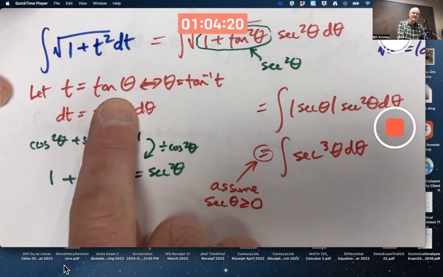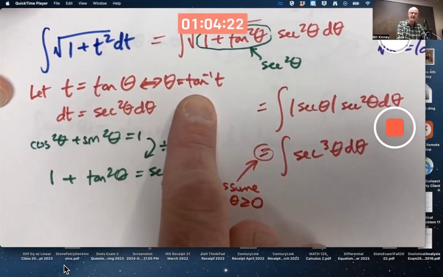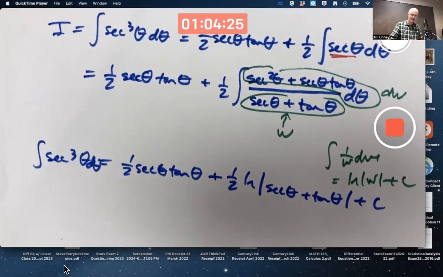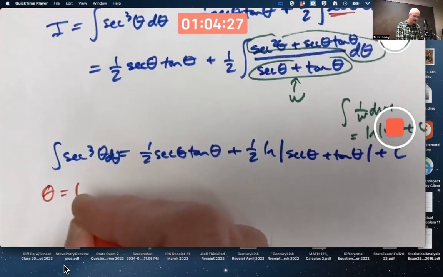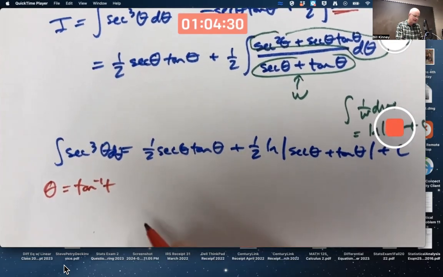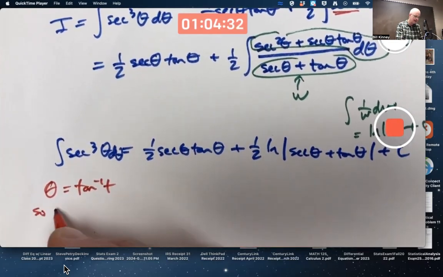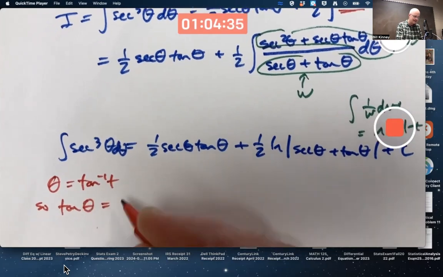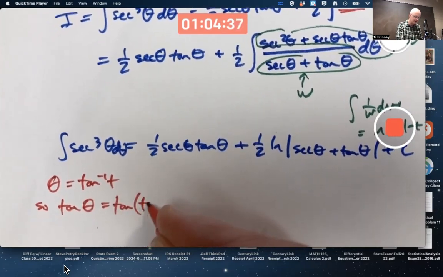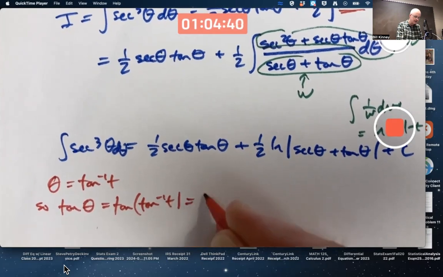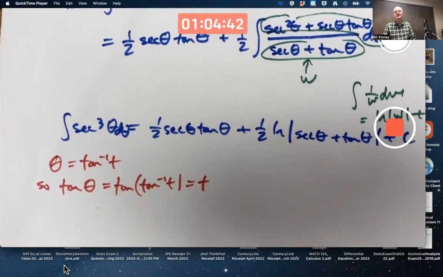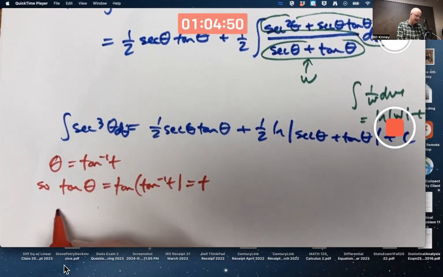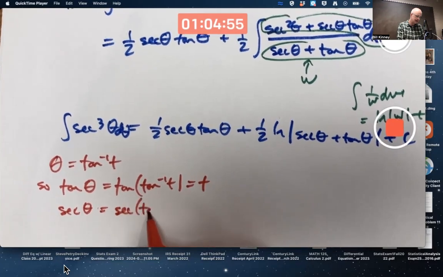T is tangent theta. Theta is inverse tangent of t. So tan theta is tangent of inverse tangent of t, which is t. That's true actually for all real numbers t, amazingly. There's no restriction on t there. And secant theta is secant of inverse tangent of t.